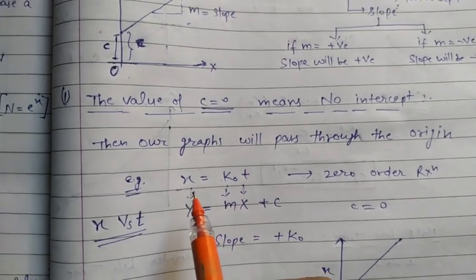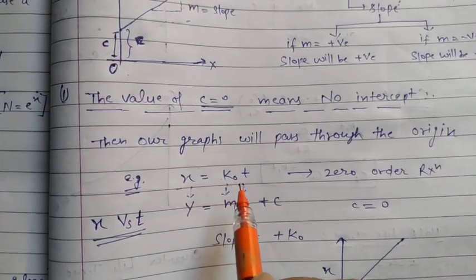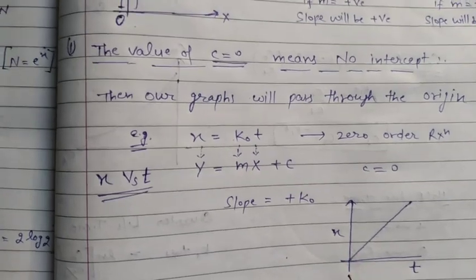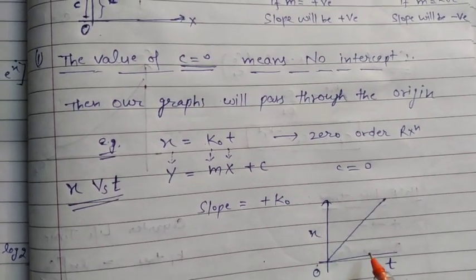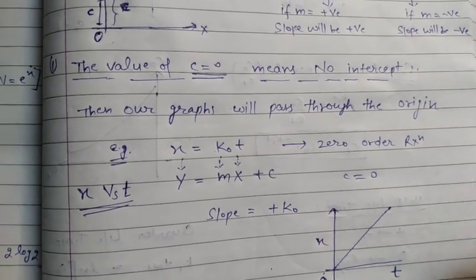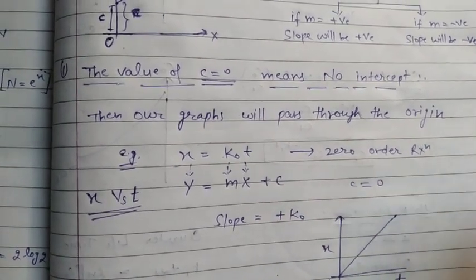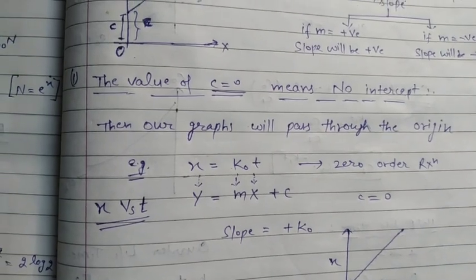So this straight line will pass through the origin. This is the origin. So this will be the graph between x and t. Like this we can draw the other graphs also.